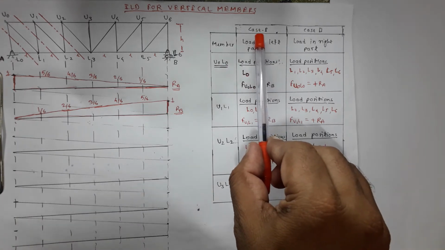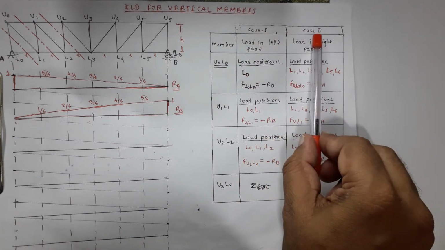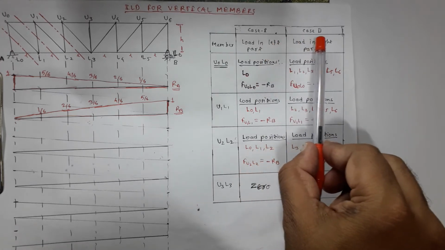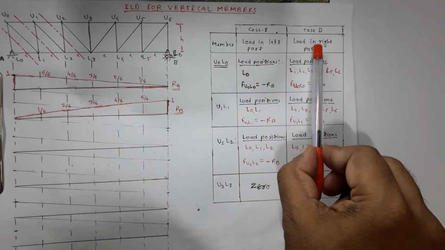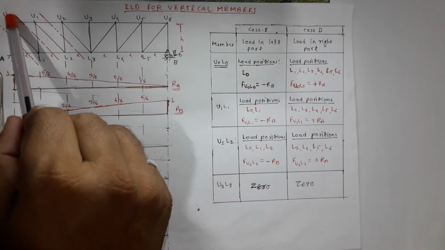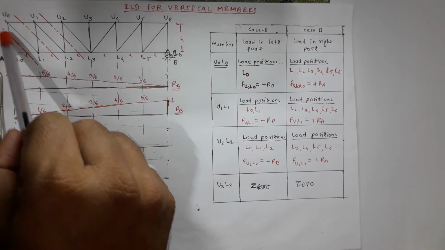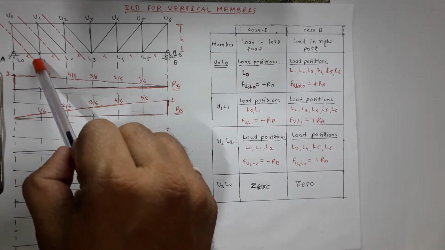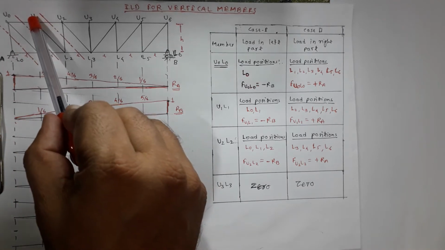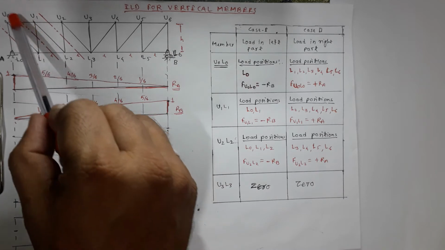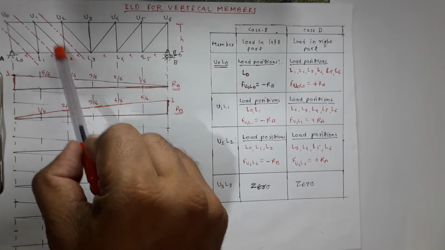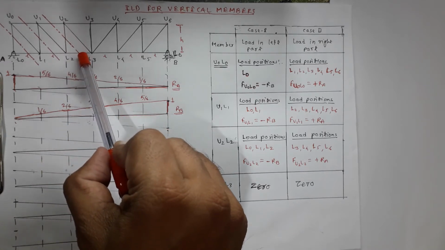I have considered two cases, case 1 and case 2. Case 1, the load is in left part. Case 2, the load is in right part. Now when I want to get the force in U0 L0, I will have to consider a section like this. So I have shown this red section line. To get the force in U1 L1, this section line is useful. To get the force in U2 L2, this section line should be considered.